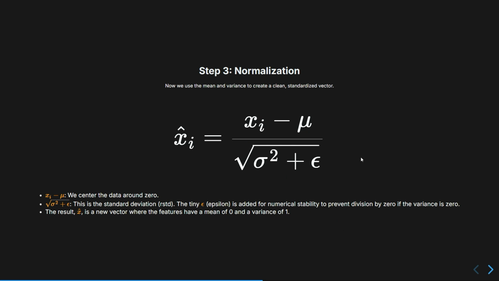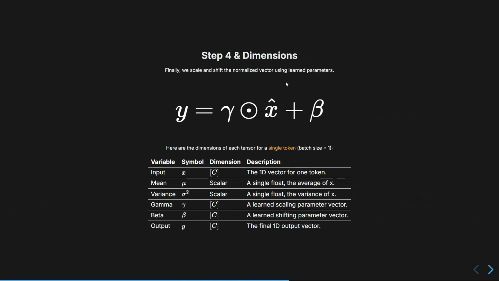And then we do the scaling and shifting. And here we do the dimensions. Then finally, we scale and shift the normalized vector using learned parameters. Here, the dimensions of each tensor are for a single token. And one thing that you need to know, especially in neural networks, is that if you understand a few concepts, it's much easier to understand that it's not very complex, because there are few things that really matter. One is to understand the matrix dimensions.